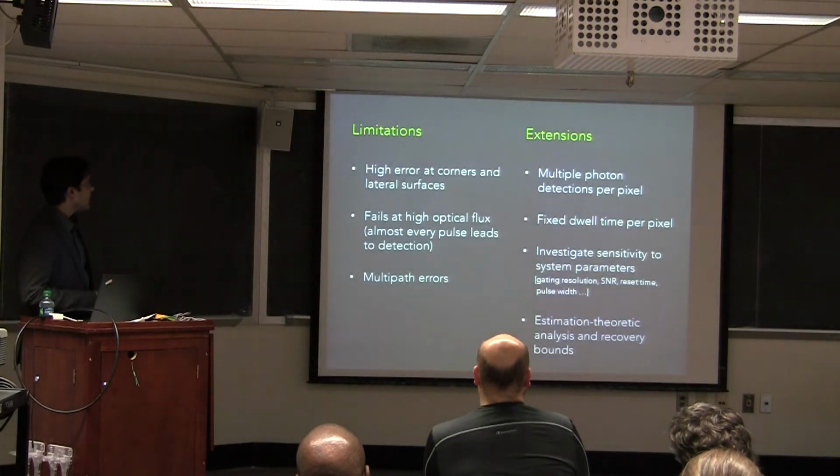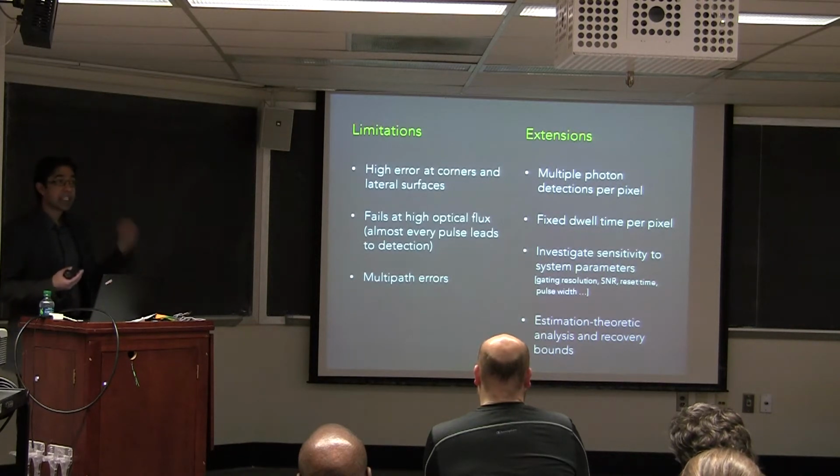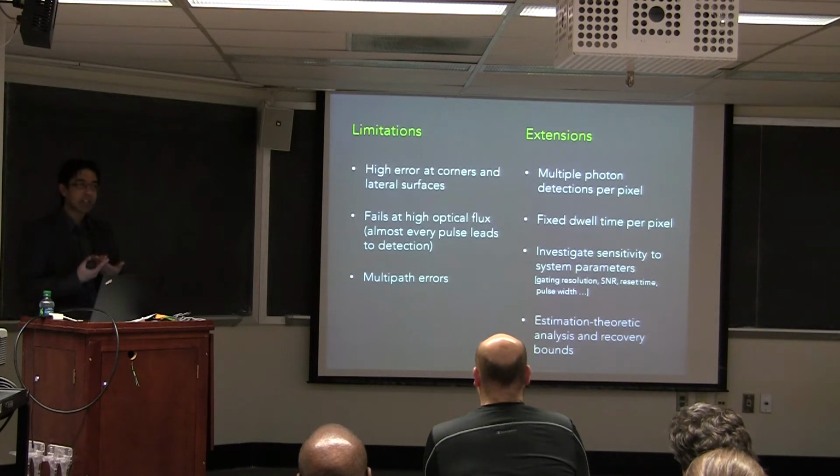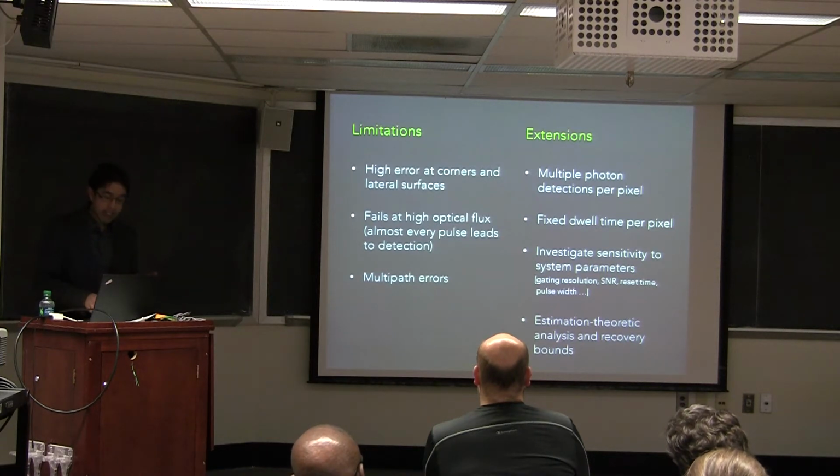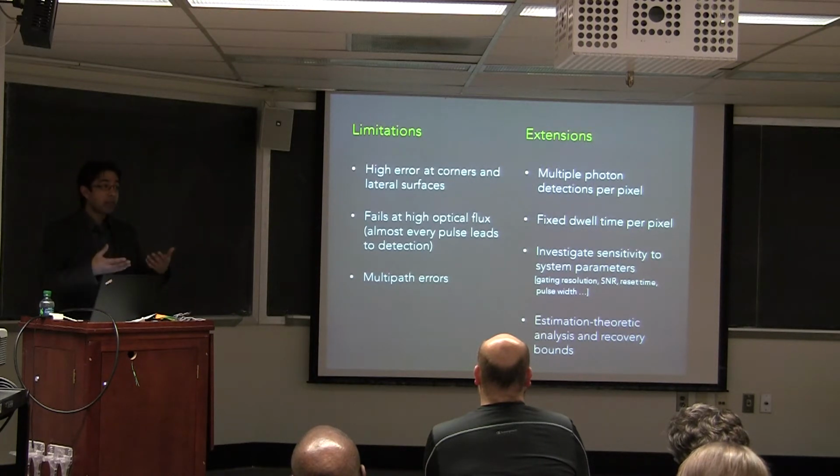So there are certainly limitations to our approach. There's higher error at corners and lateral surfaces. Of course, lateral surfaces are where you get very little reflected light, so that's just a fundamental problem. This sort of method does fail at high optical flux because we're exploiting dynamic range in that Nij variable. If the optical flux were high, then the Nijs would be small.